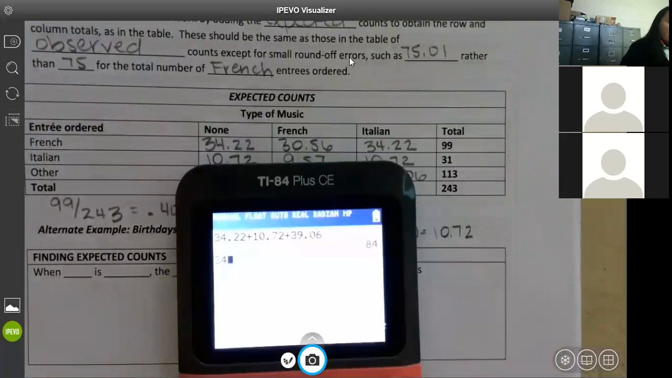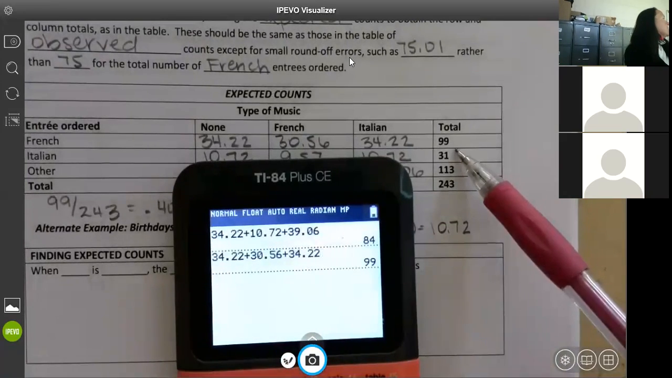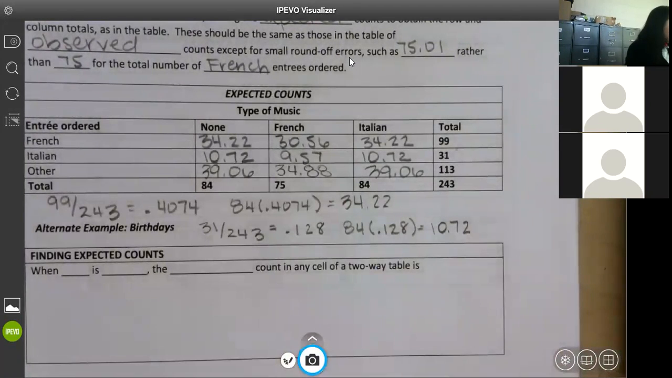Same thing the other way. If you go across, 34.22 plus 30.56 plus 34.22 should give you that 99. Got it? Everybody good? So make sure you check that when you do it.